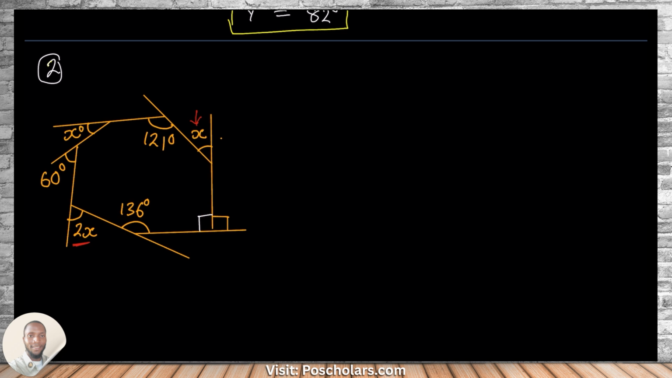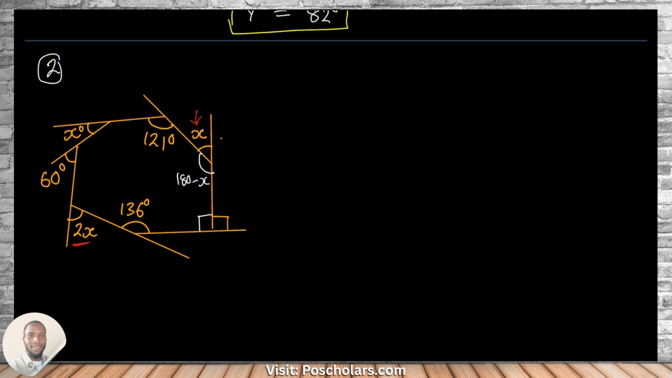Now, this angle is unknown, right? But it's easy to find. If the exterior angle, by now you should know what the exterior angle here is, x, right? If the exterior angle is x, the interior angle is going to be 180 minus x, since you know that the angle on the straight line is 180, right? So this other part of the angle becomes 180 minus x, right?